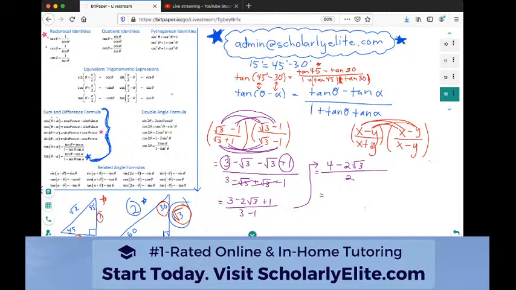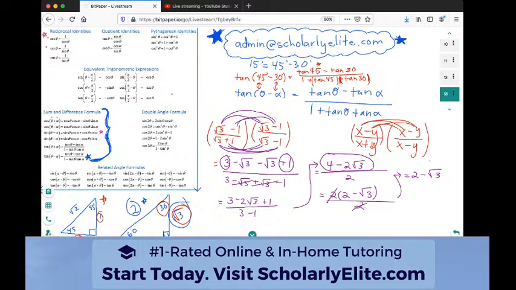So I'm going to factor out 2 in the numerator. I know that 2 goes into both 4 and 2 root 3, and I can just factor that out. So 2 times 2 minus root 3, which is just 2 minus root 3, and then over 2, and now these here, they cancel. Okay? So hopefully that is making sense so far. And now all we're left with, guys, is just 2 minus root 3.